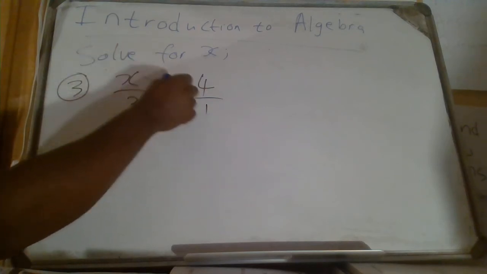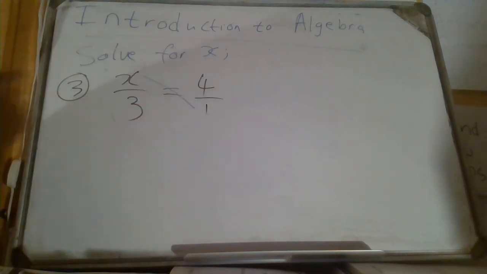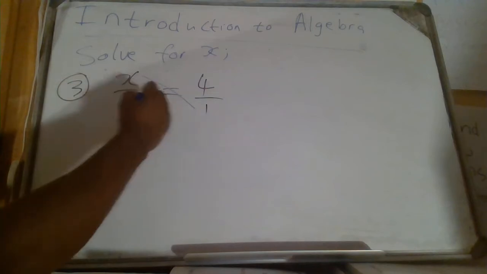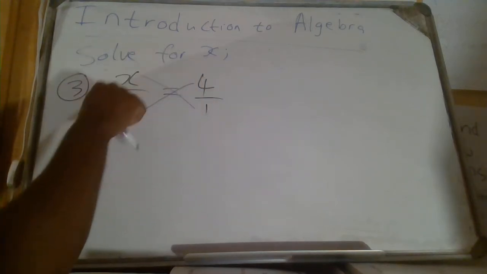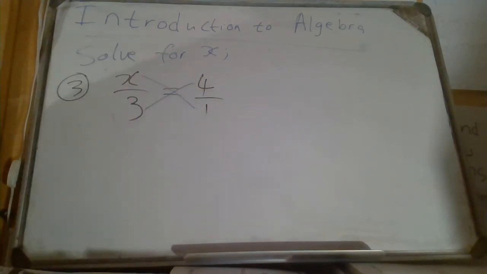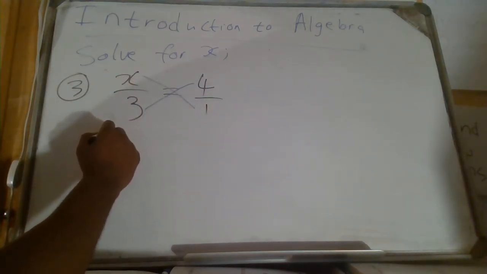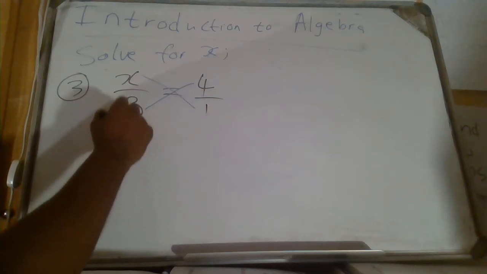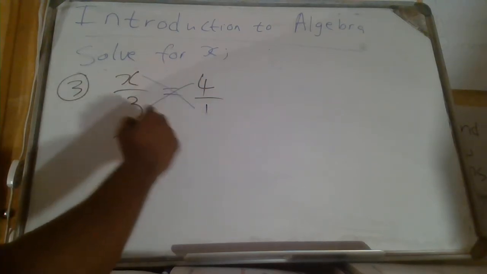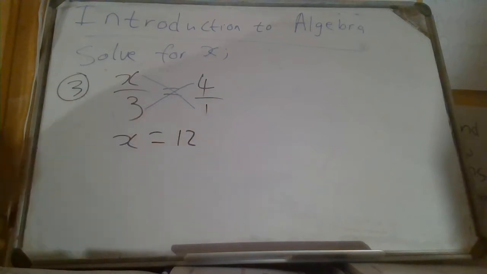We're going to multiply this with this. That is what cross multiplication is saying. We're going to say this times this, and then this one times this one. All right, we always start with the part that has x. So if we say x times 1, we will remain with what? We will remain with x. And then 3 times 4 is equal to 12.